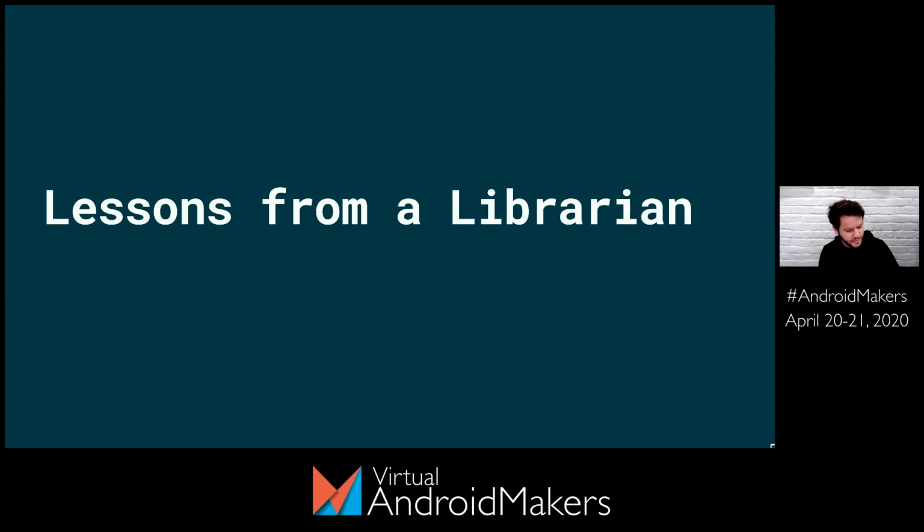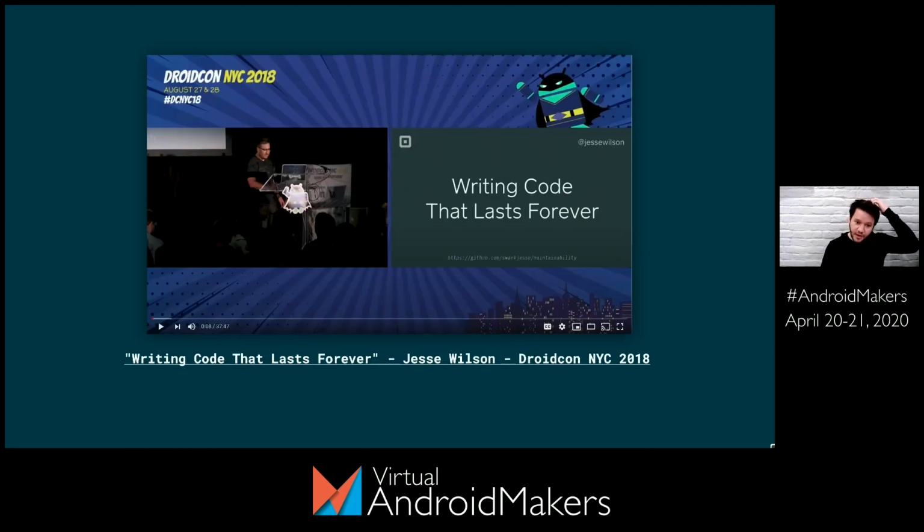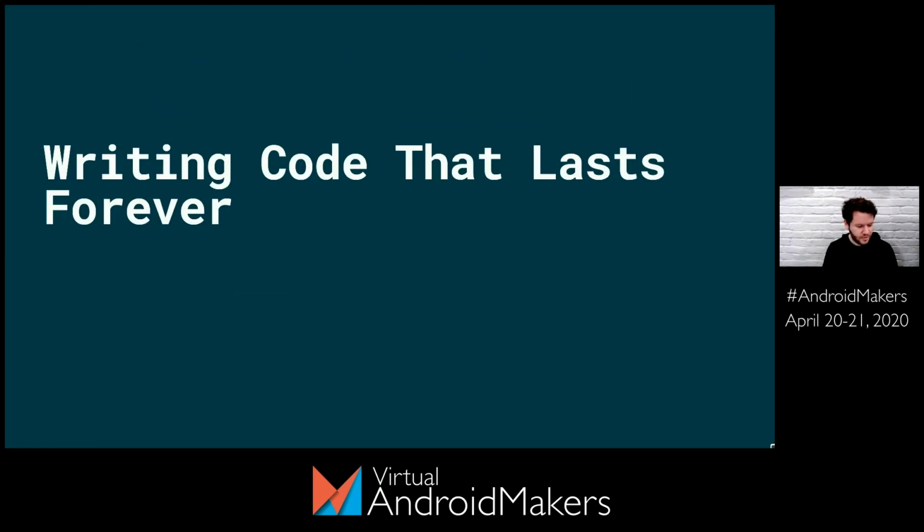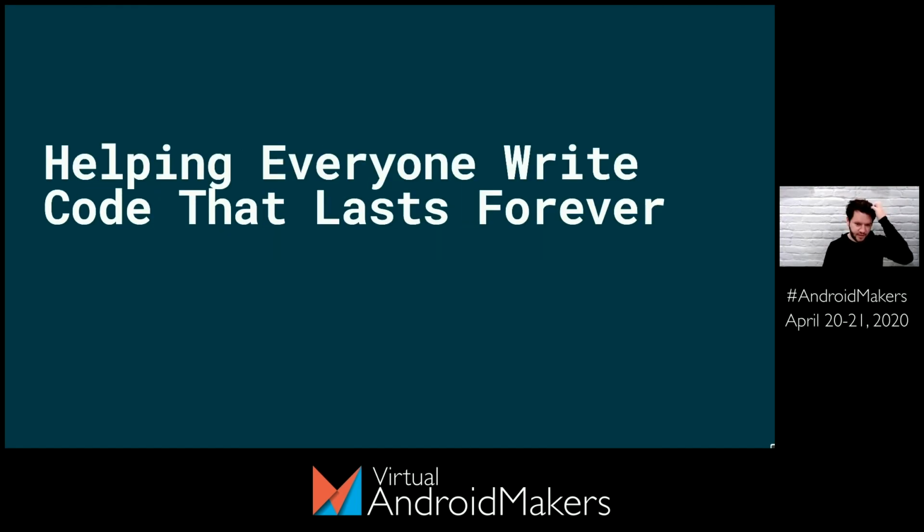There's two of us. A couple of years ago, Jesse Wilson gave a great talk called Writing Code That Lasts Forever. And we're going to talk about some similar things, but about code that other people write, not necessarily just your own code. So it's not really writing code that lasts forever, but rather helping everyone write code that lasts forever.